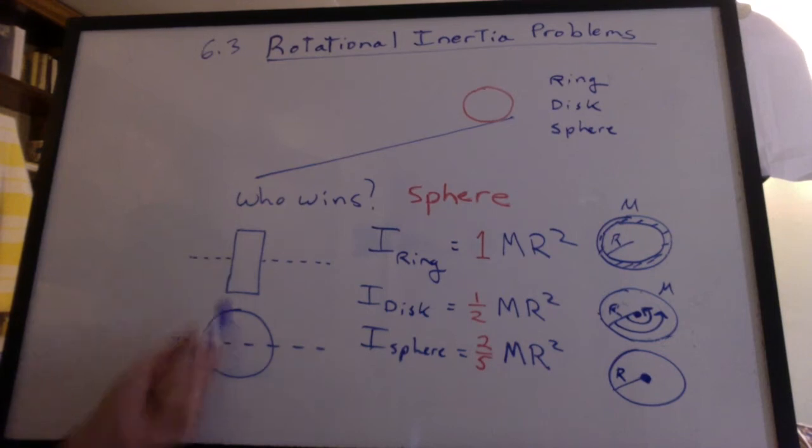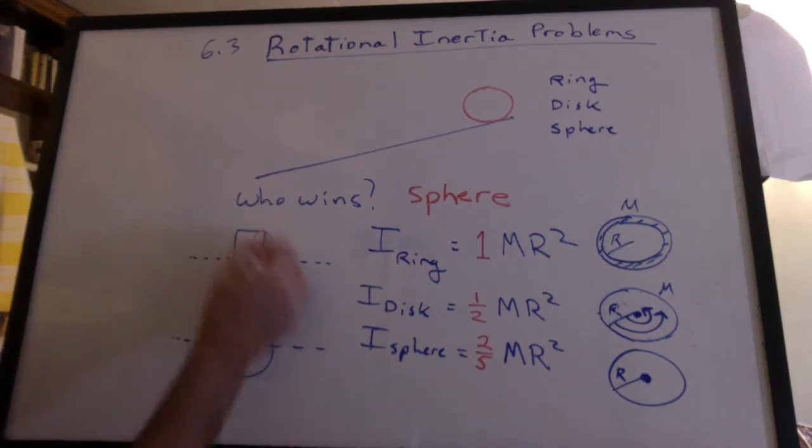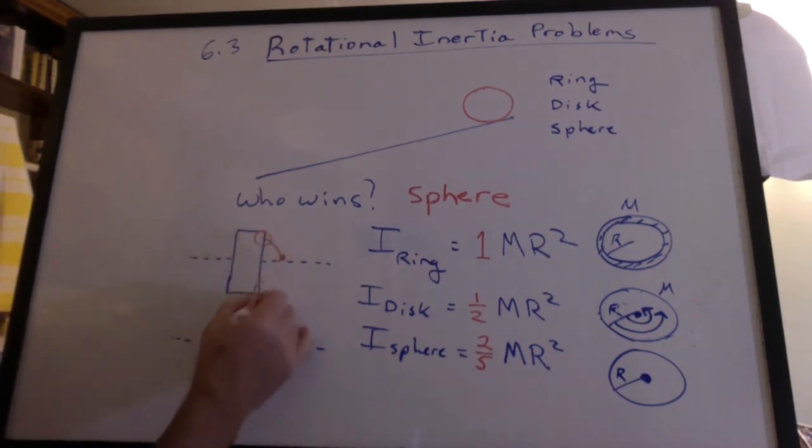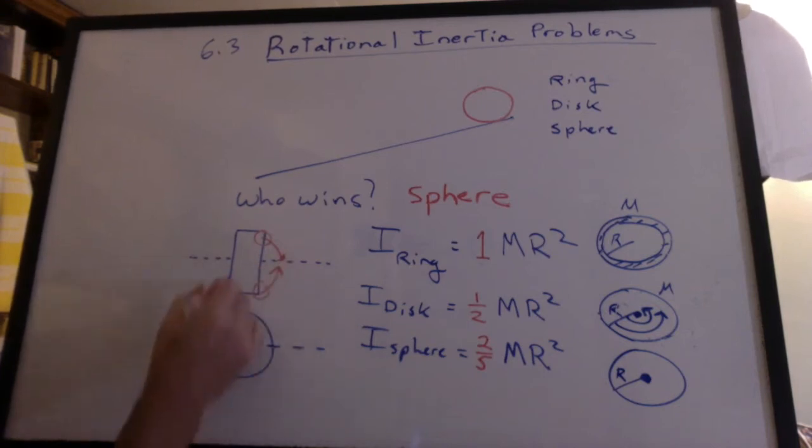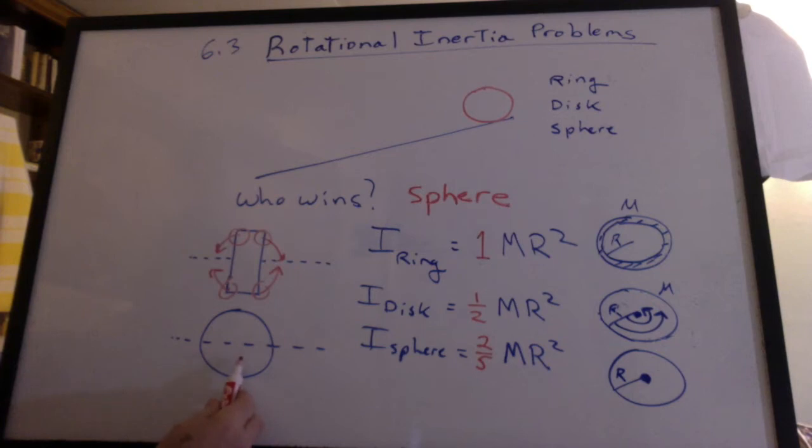Imagine both of these objects are rolling towards you. What would we do to a disk to turn it into a sphere? We'd have to take some of this mass and bring it down towards the axis of rotation. That's why the sphere has a smaller coefficient than the disk.